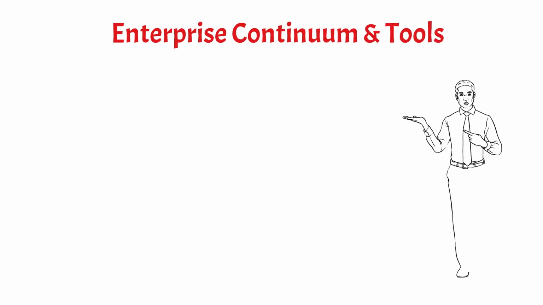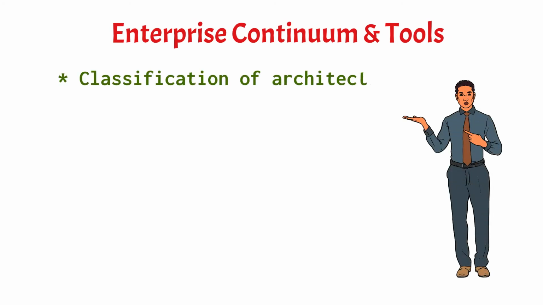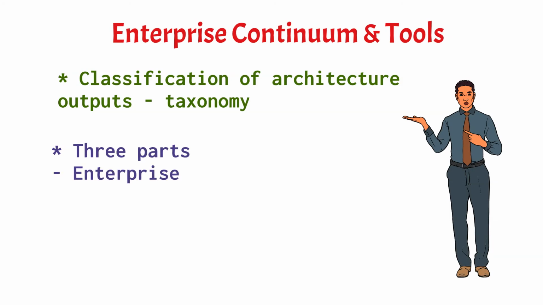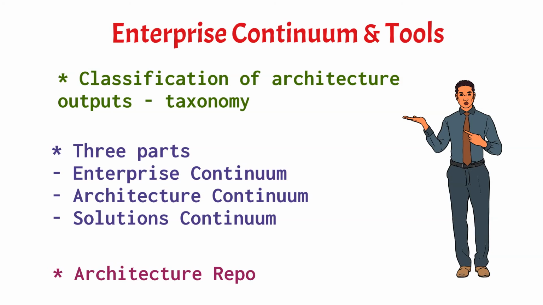The fifth part of TOGAF is the enterprise continuum and tools, which deals with taxonomy. Taxonomy is essentially about classification of architecture outputs. There are three parts addressed in the enterprise continuum and tools part, and those are the enterprise continuum, the architecture continuum, where we have the architecture building blocks, and the solutions continuum, where we have the solutions building blocks. In essence, we have to deal with what we call the architecture repository, where our architecture building blocks and architecture artifacts are stored.